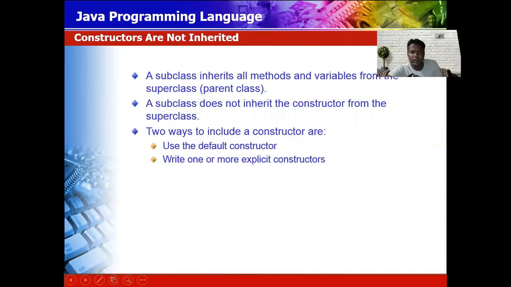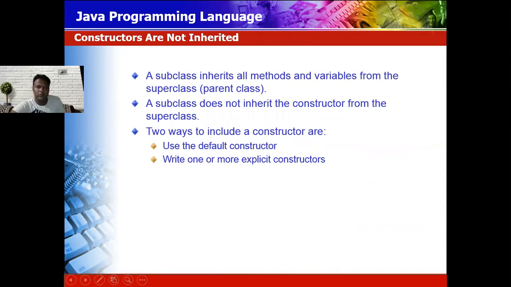Constructors are not inherited. So your method is inherited, but the constructor is not inherited. But you can call the constructor from another class. A subclass inherits all the methods and variables from the superclass, but a subclass doesn't inherit the constructor from the superclass.